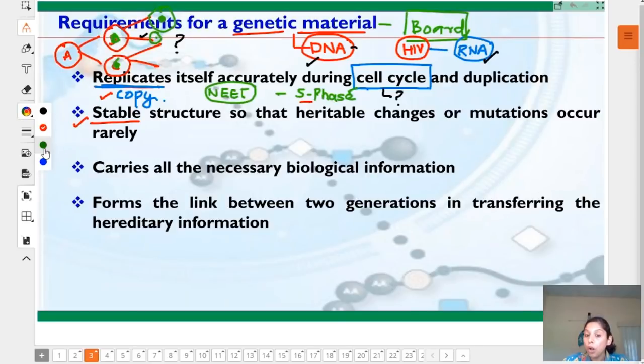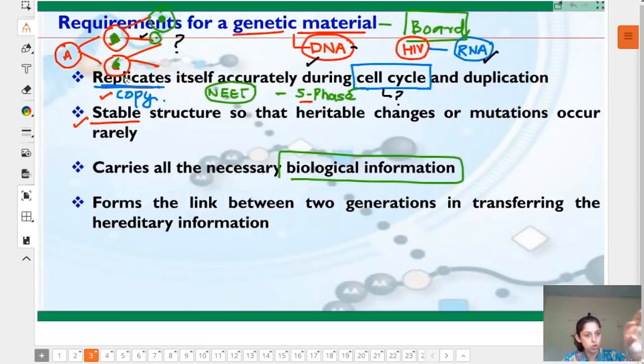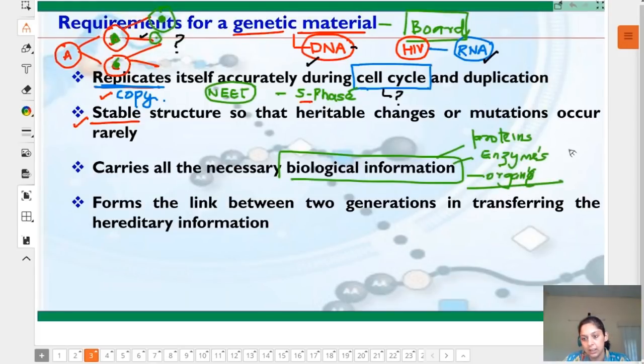It should carry all the information. If cell A is giving it, cell B should receive all the information. Which all proteins can it make? Which all enzymes can it make, right? Which all organs can it make? All information should be there in the genetic material.